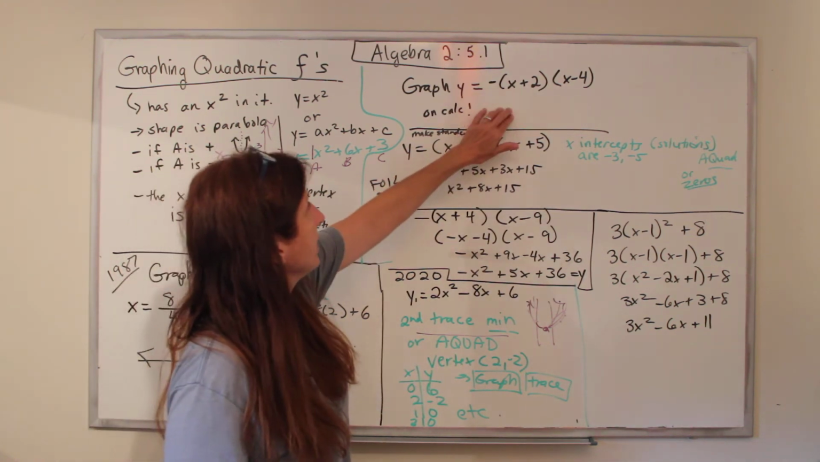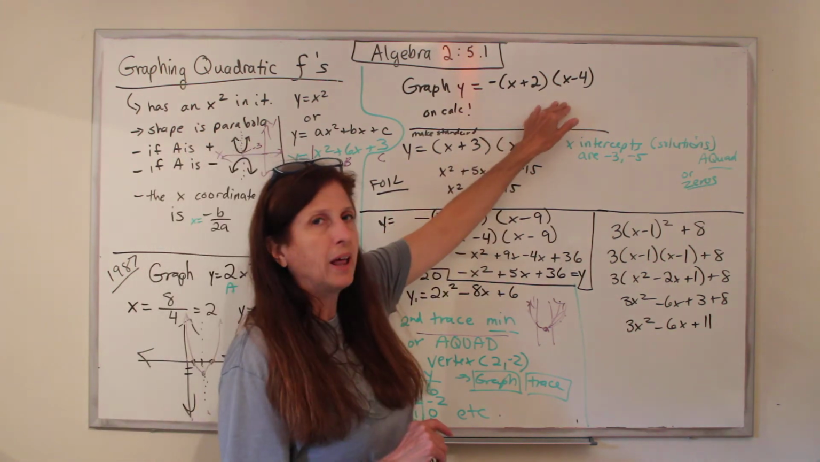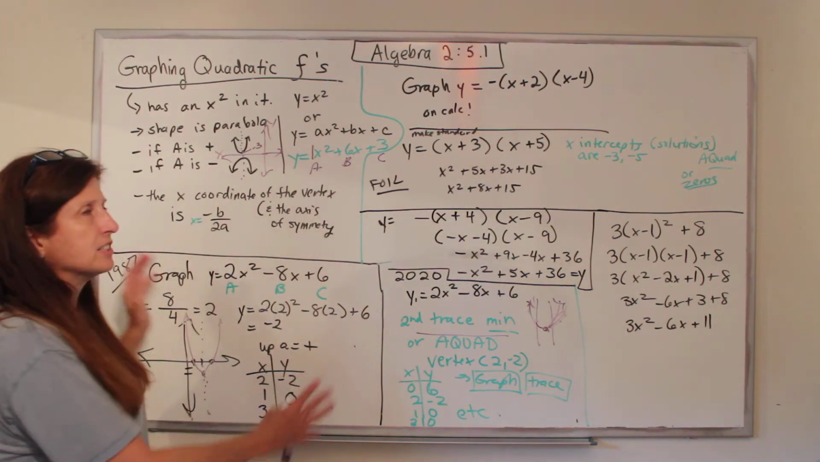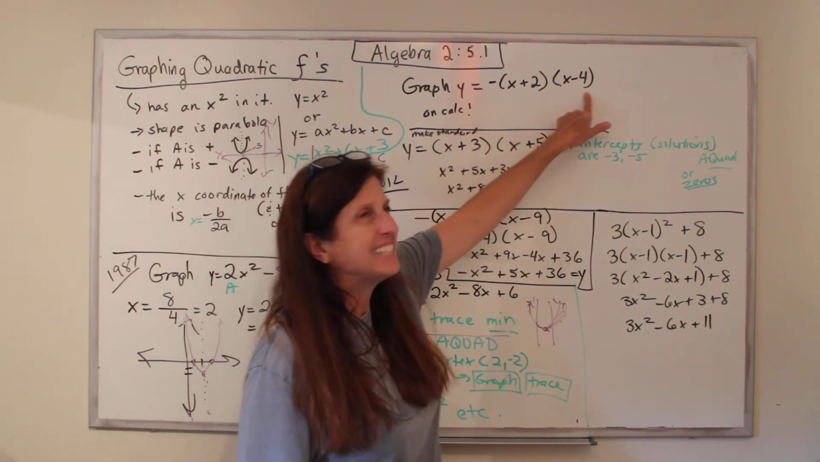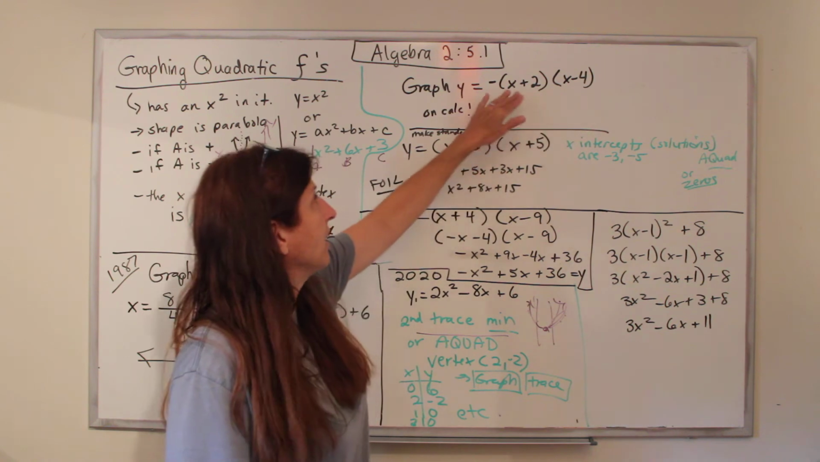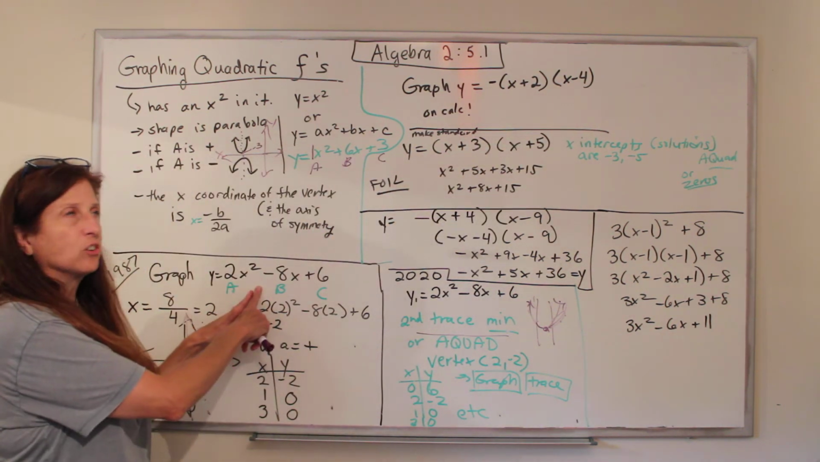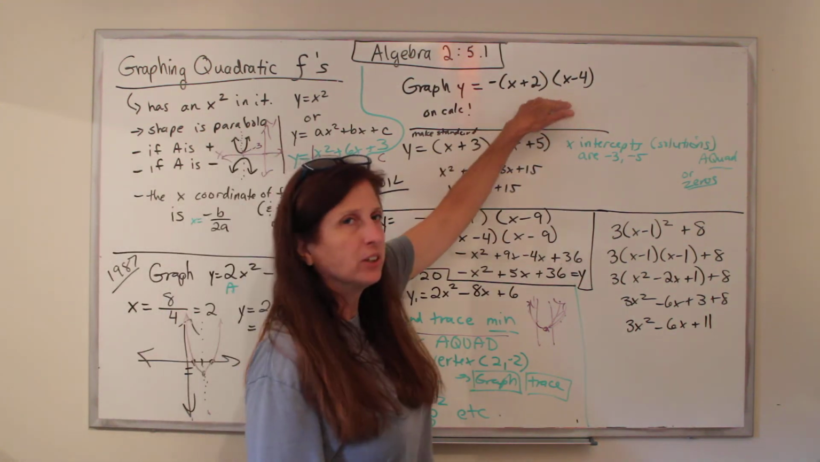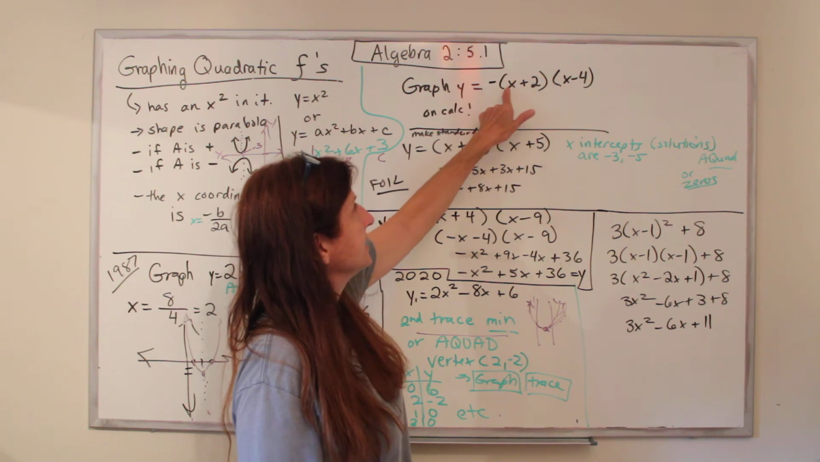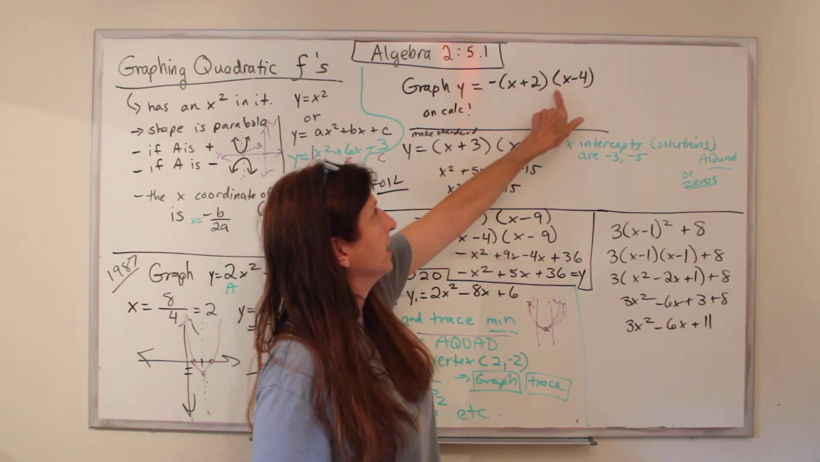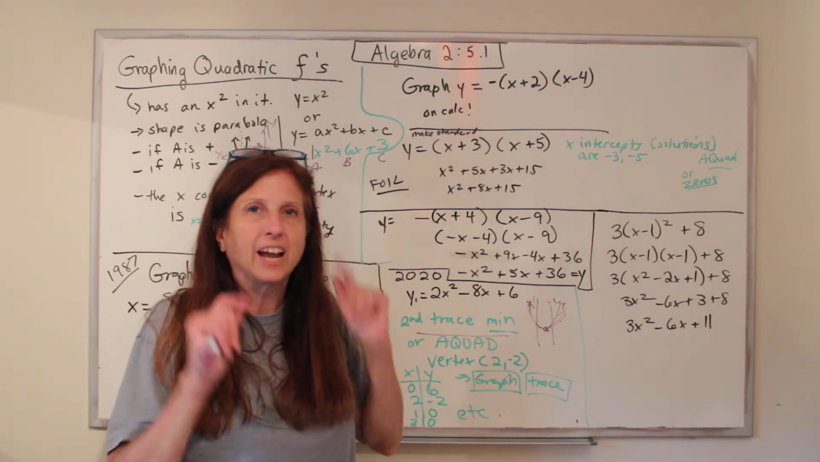All right, so how about this one? What if we're going to graph that? In 1987, we would multiply it out and do all of this. But in the 2020s, you just type it in exactly like this, and your calculator can graph it. Your calculator does not have to have it in standard form. Your calculator is absolutely fine with this form. You just do negative, parentheses, x plus 2, parentheses, parentheses, x minus 4, parentheses, graph. Bada bing, bada boom, you got your graph.